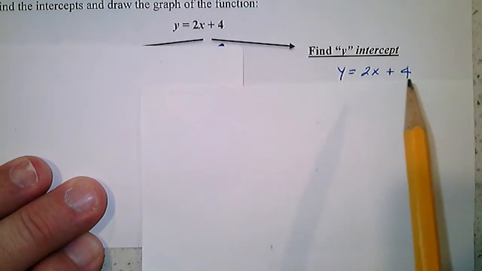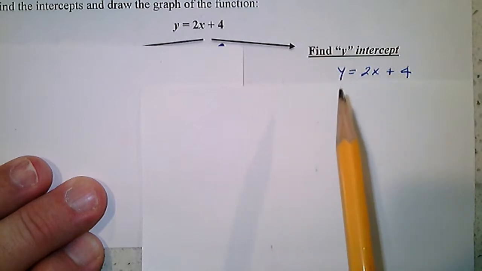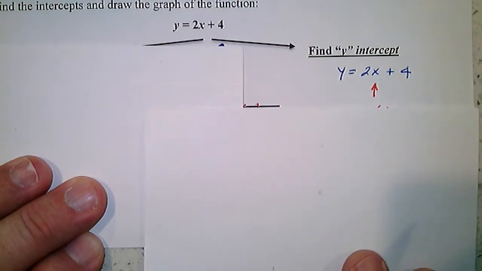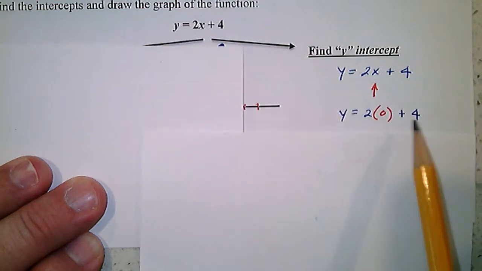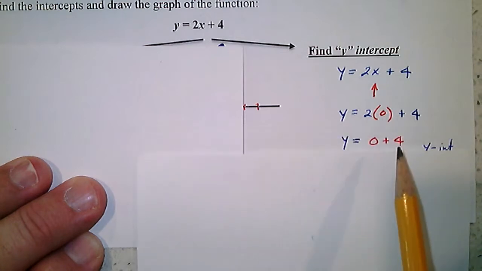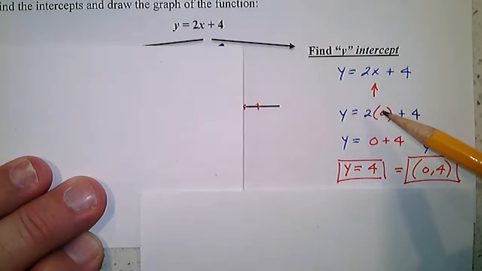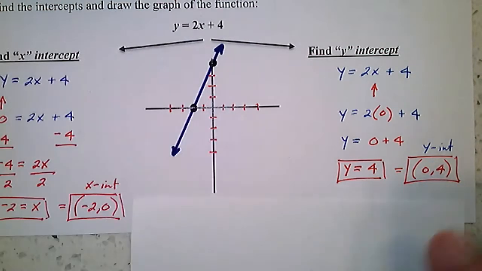Okay, so y is equal to 2x plus 4, but this time I want to find my y-intercept. So I want to plug a 0 into the x, so it's going to look like this. Now this is really easy. 2 times 0 is 0, and 0 plus 4, my y-intercept is going to be 4. Now I need to go back and write the ordered pair, (0, 4). I put a 0 into the x, so we want a 0 in the x value, and then there's our 4. So now we can go and graph this.